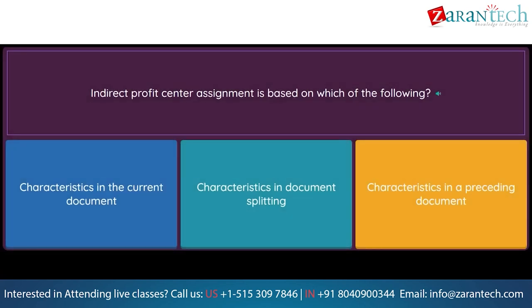Question: indirect profit center assignment is based on which of the following? Option 1: characteristics in the current document. Option 2: characteristics in document splitting. Option 3: characteristics in a preceding document.